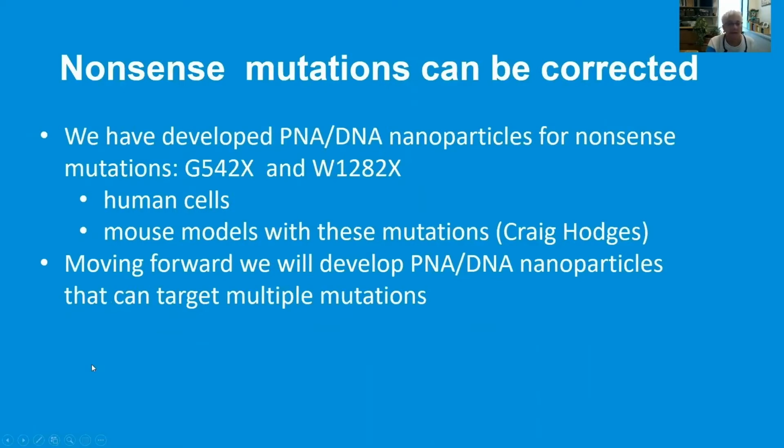We're also working on nonsense mutations. We've developed DNA nanoparticles for nonsense mutations Q542X and W1282X. We've treated human cells with good results, and we are now working on mouse models with these mutations, and we need to thank Craig Hodges from Case Western Reserve, because he's the person who developed these models and has shared them with us. Moving forward, we also hope to develop DNA nanoparticles that will target multiple mutations at once.